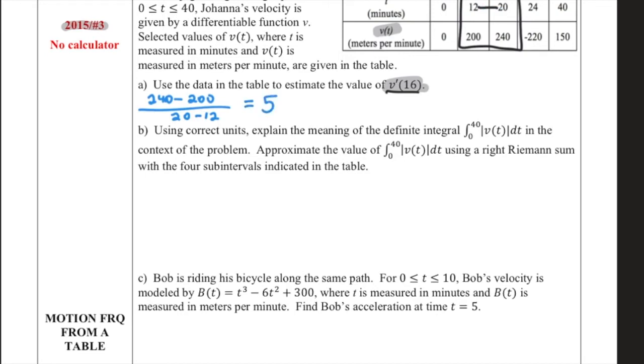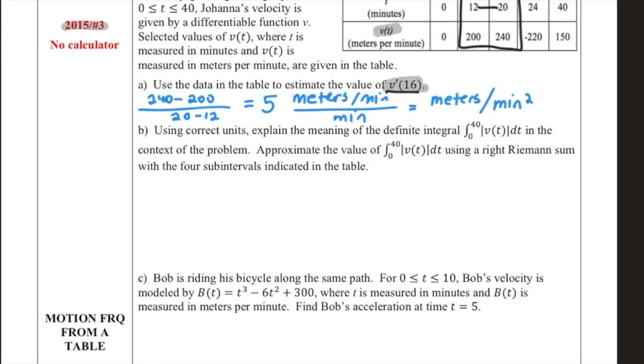The question doesn't say anything about giving units, so I don't have to give units. If you chose to give units, the 240 and the 200, their units are meters per minute, and the 12 and the 20, their units are minutes, which ends up being meters per minute squared, which is an acceleration unit. And I know when I do v prime, I'm finding acceleration, so everything just matches up.